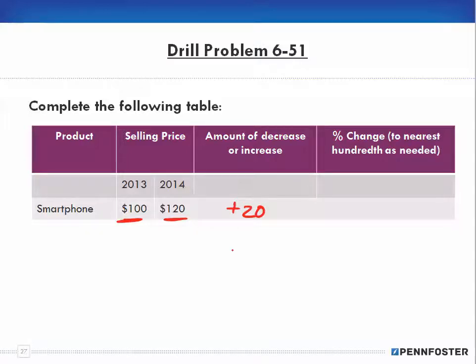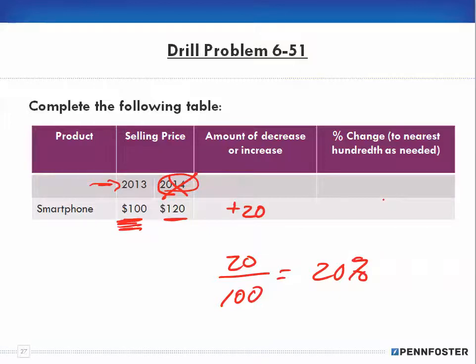If I'm increasing the price by $20, the base, the number I have to go by, I don't want to be looking at 2014, because that's what I'm going to. I have to go from where I'm coming from, and that's the 2013 price of 100. So I'm dividing 20, the increase, by the 100, which was my previous price, and I end up with 20%.